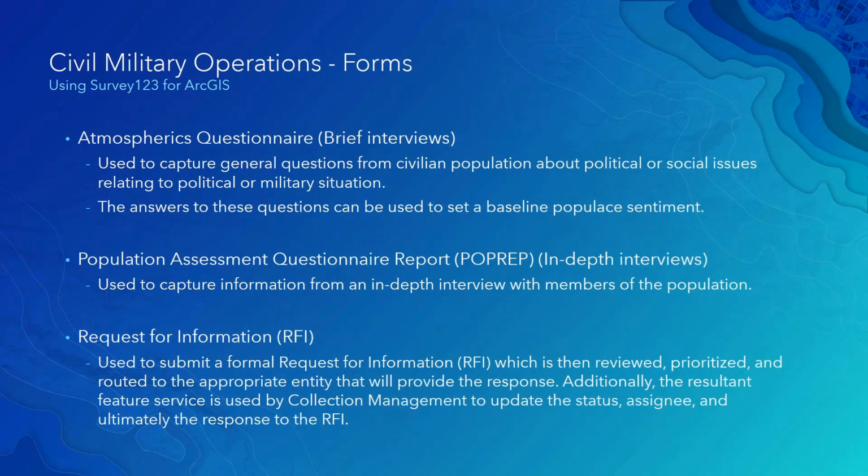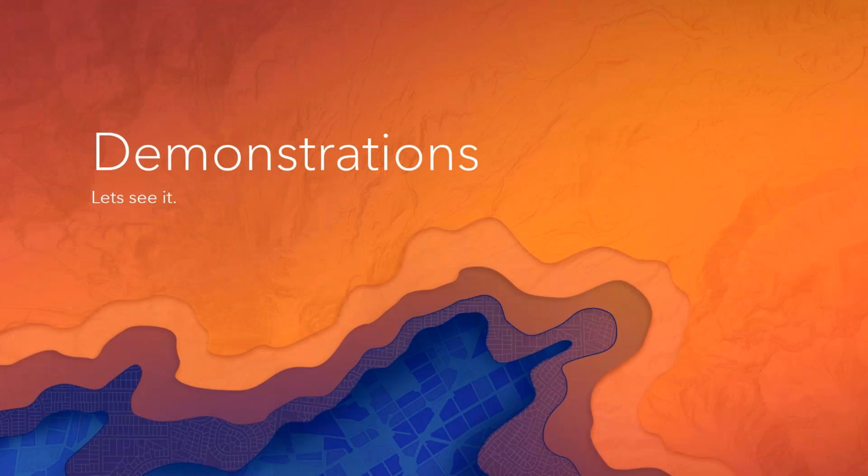Just a brief discussion. When I actually get to where I'm going and have that conversation with that key leader, I'm going to use the population assessment questionnaire. And for the entire Civil Affairs Battalion, the RFI form can be used to submit requests between organizations and sections and companies and teams and all that. So let's check it out.